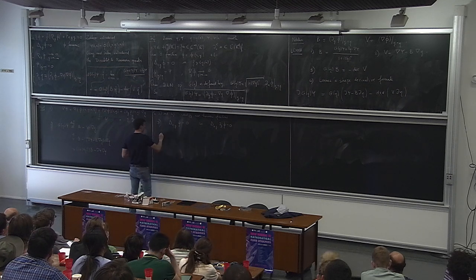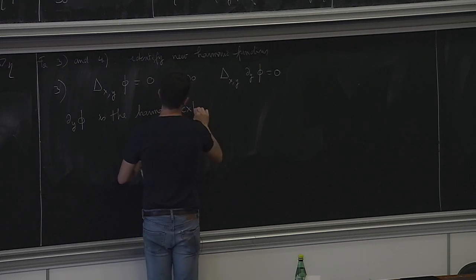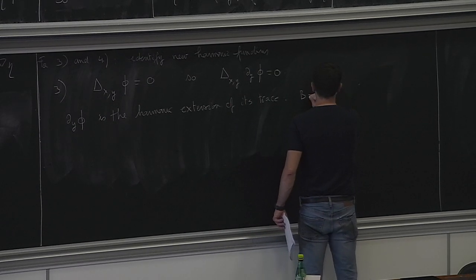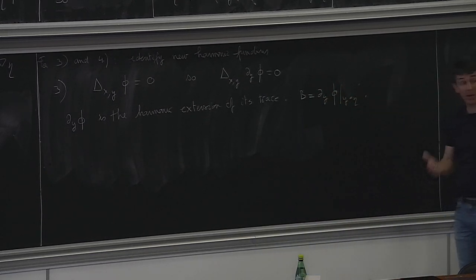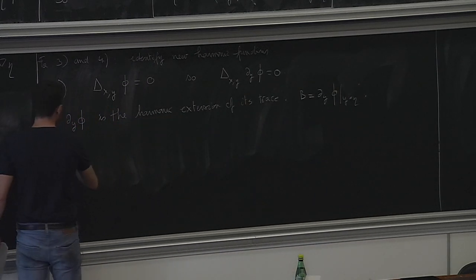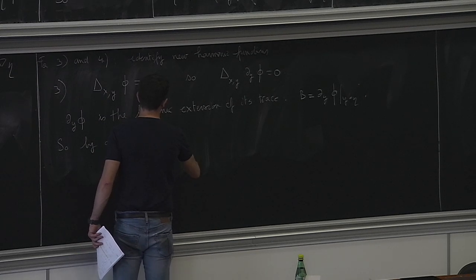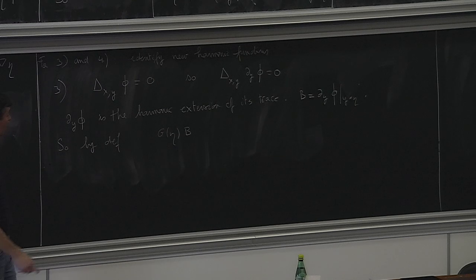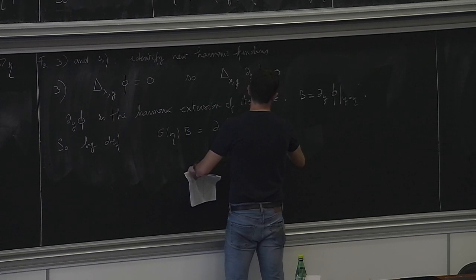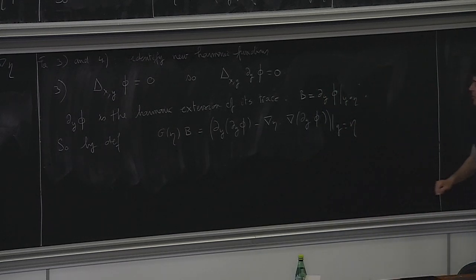In particular, dy phi is the harmonic extension of its trace. Okay, dy phi is a harmonic function, and in particular it is the harmonic extension of its trace on the free surface. So by the definition of g of eta, we can compute what is g of eta of B. This is dy of dy phi minus the gradient of eta dot gradient of dy phi, and you evaluate everything on the free surface.